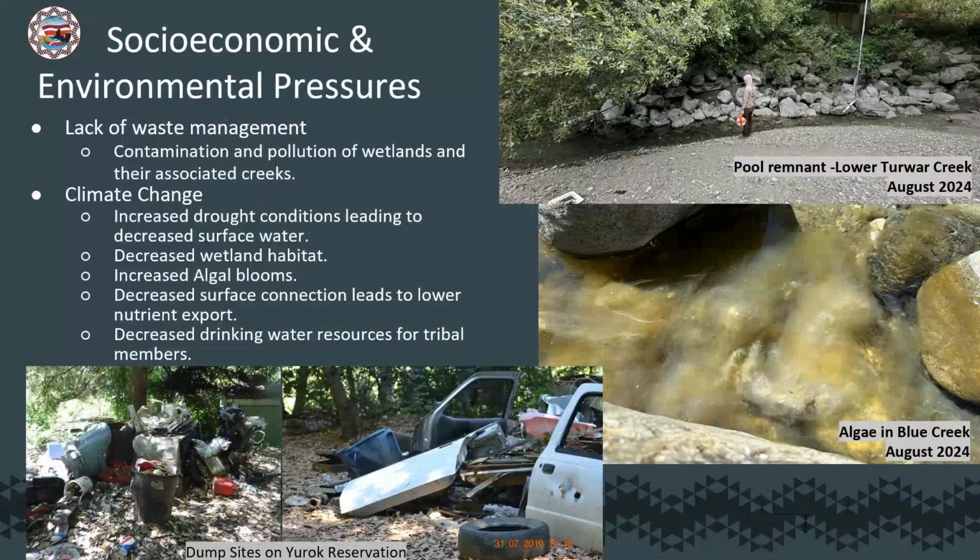This is why we cannot talk about environmental justice as separate from social justice. The pollution increases climate change. It increases drought conditions, leading to decreased surface water, which increases algae blooms, which affects the surface connection, which leads to lower nutrient export and decreasing drinking water resources for the tribal members.